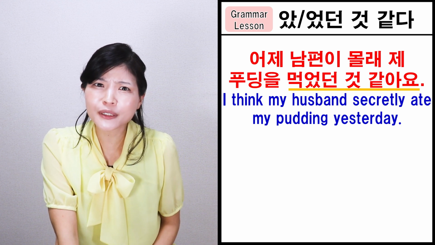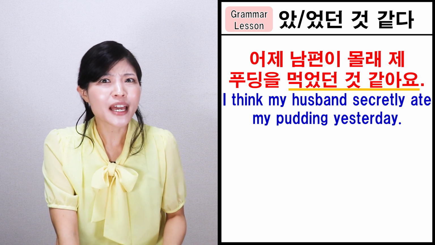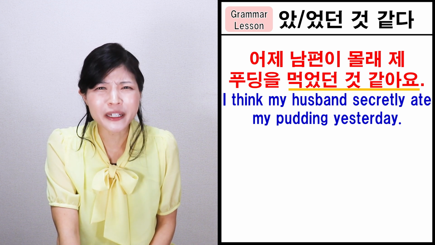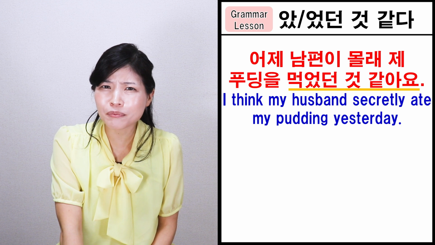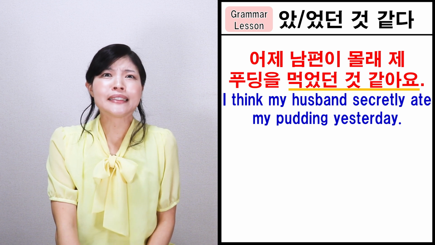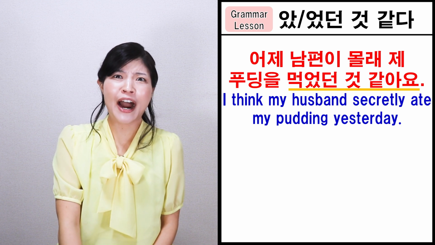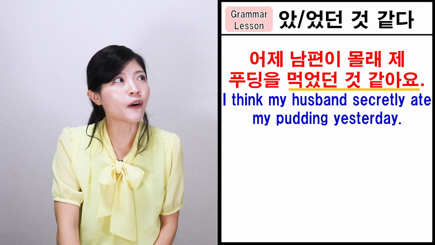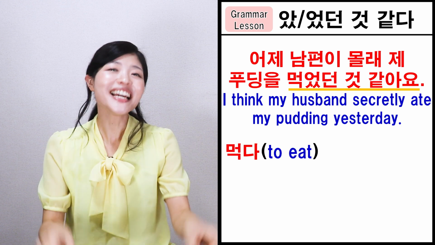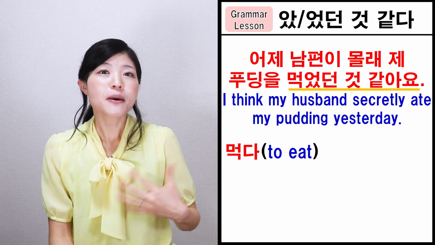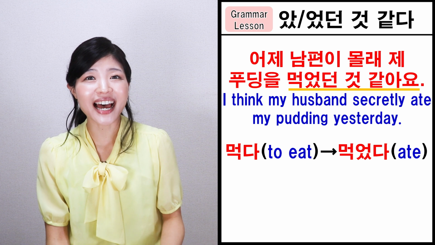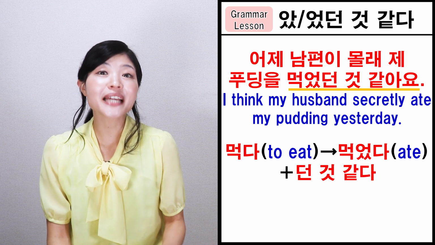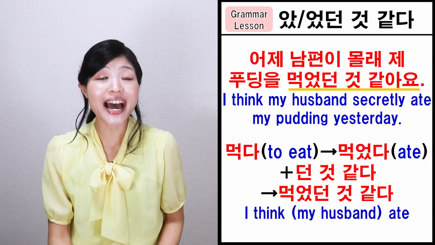어제 남편이 몰래 제 푸딩을 먹었던 것 같아요. I think my husband secretly ate my pudding yesterday. He secretly ate my pudding. Oh no, that's a big deal, isn't it? Family discord starts from pudding. Anyway, here 먹다 is to eat. The past tense of 먹다 is 먹었다, ate, right? You attach 던 것 같다 to this to make 먹었던 것 같다, I think my husband ate.